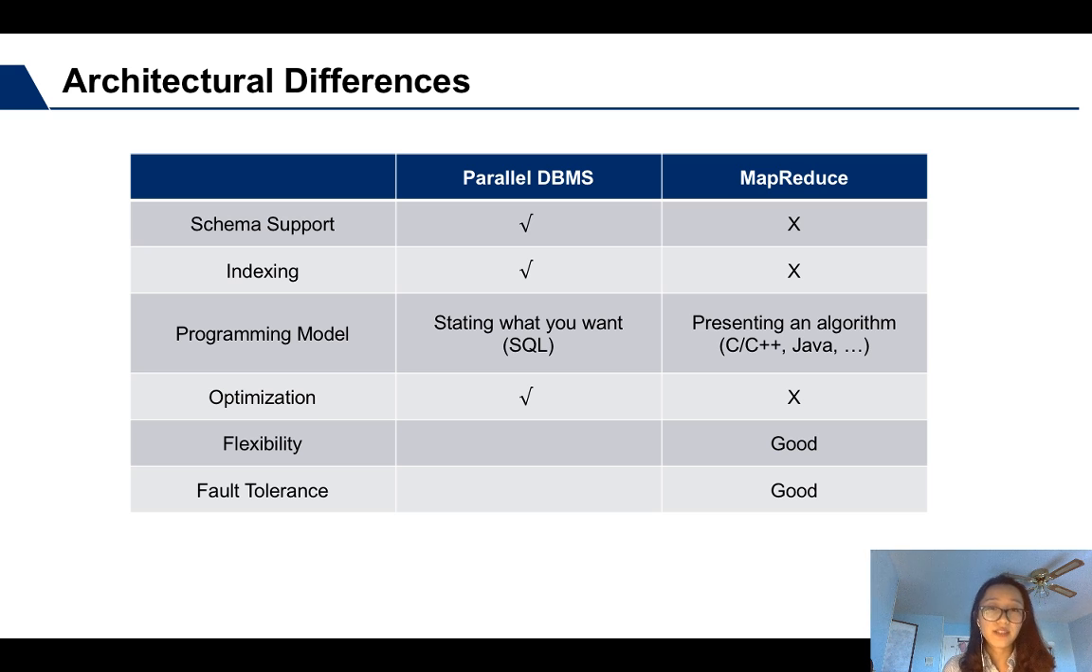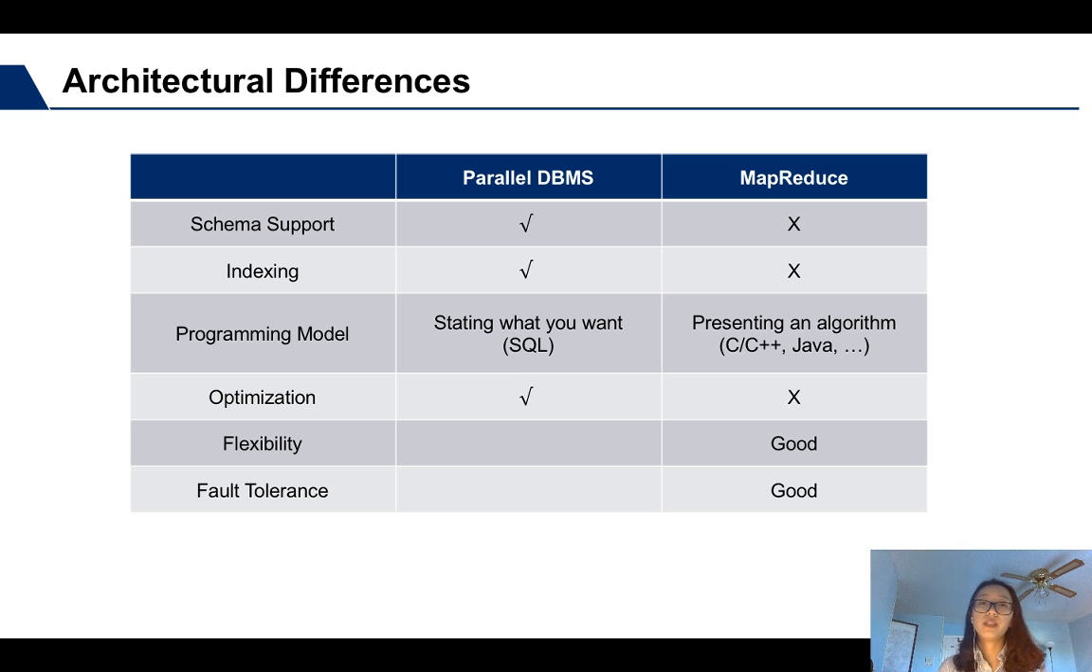And for indexing, all modern DBMS systems use hash or B-tree indexes to accelerate access to data. And the MapReduce model is so simple that MapReduce frameworks do not provide built-in indexes. And for the programming model, the parallel DBMS is stating what you want with the SQL language, and MapReduce is presenting an algorithm. You can use many languages like C, C++, and Java.